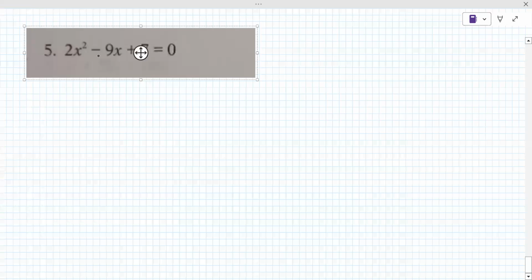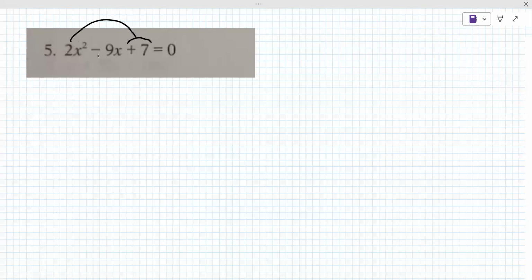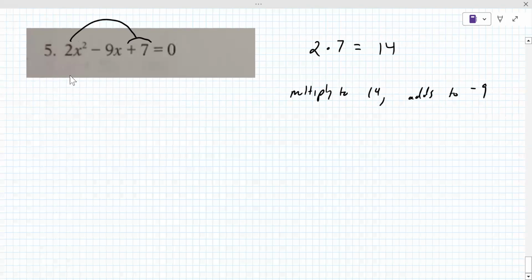So when there's a coefficient in front of x squared, you have to take the first number, 2, and multiply it by the last number, positive 7. What is 2 times positive 7? 14. Okay, so here's what you're now looking for. Multiplies to 14, adds to -9. So the hint here is that the two numbers are both negative. Can you think of two numbers that multiply to 14, but add to -9?